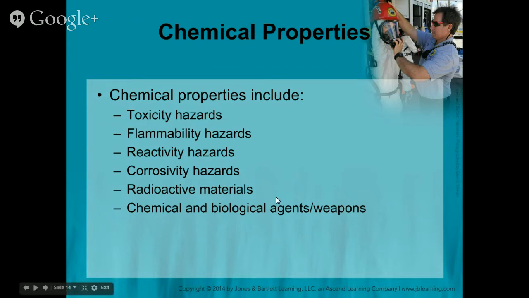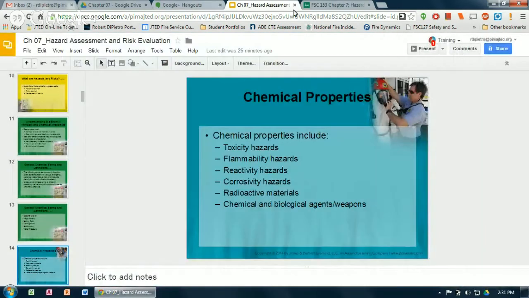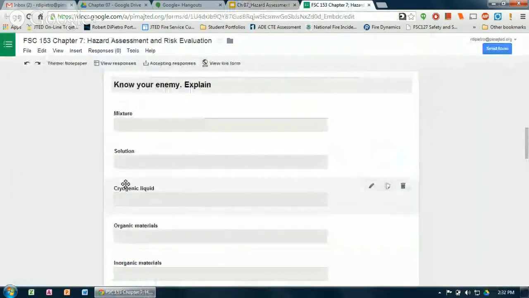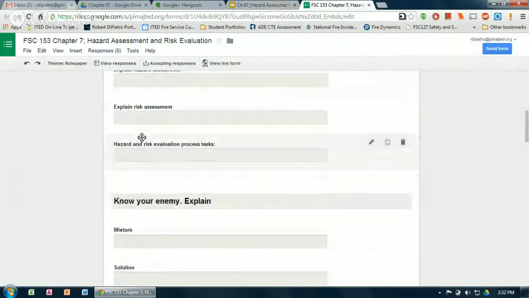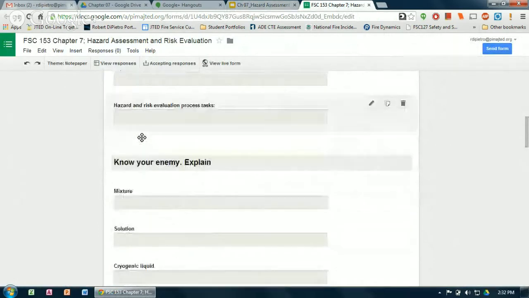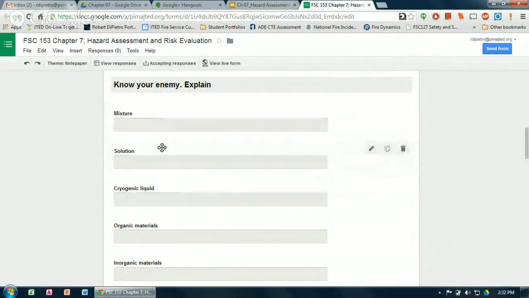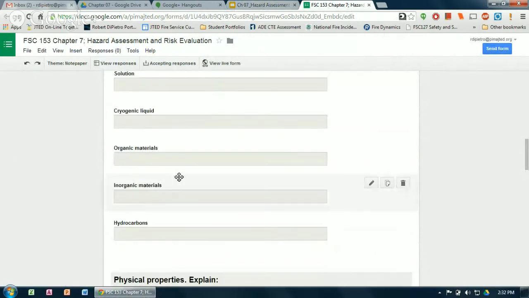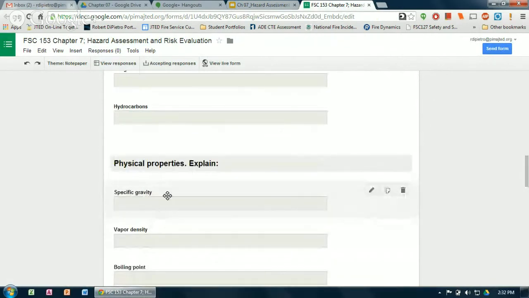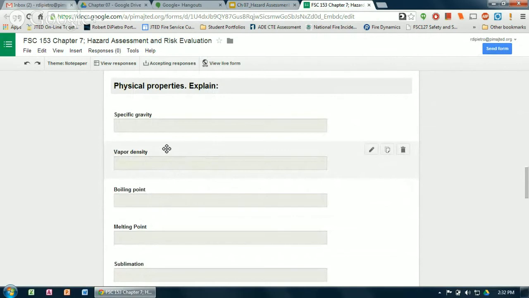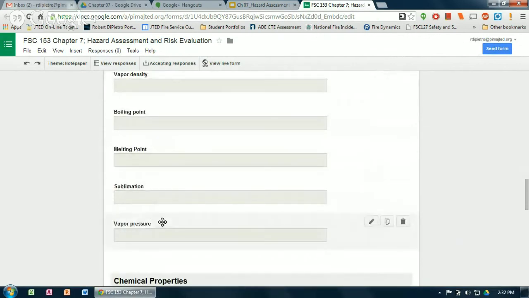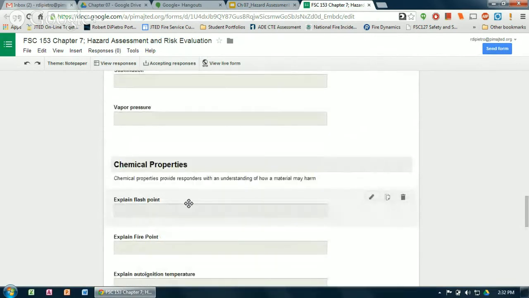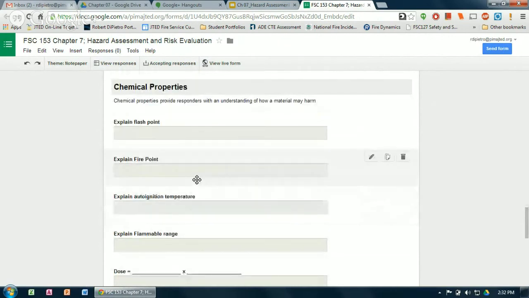Let me backtrack and make sure we understand what we're going to be looking at. Know your enemy. Some of the other terms you're going to look at: what is a mixture? What is a solution? What is a cryogenic liquid? Organic material, inorganic, and hydrocarbons. And then the physical properties you're going to look at are just what we just discussed. You're going to go through there. Our next section is we're going to explain the following here.